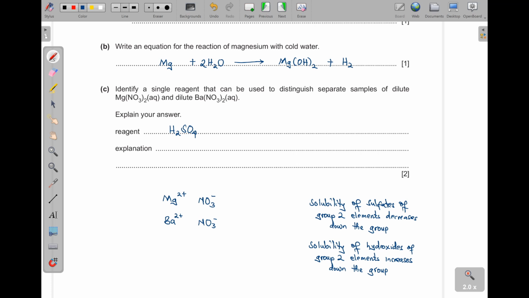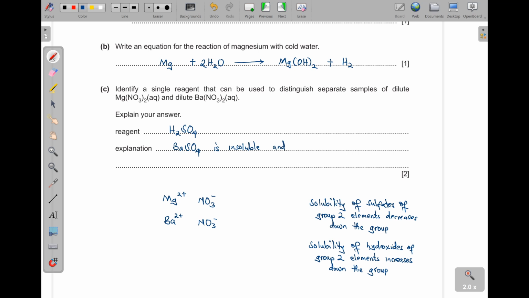Now, the explanation. We shall see that barium sulfate, or I can say, identify a single reagent that can be used to distinguish between the samples. So a single reagent is this one here. Explanation: barium sulfate is insoluble. This is what I would say. Barium sulfate is insoluble.